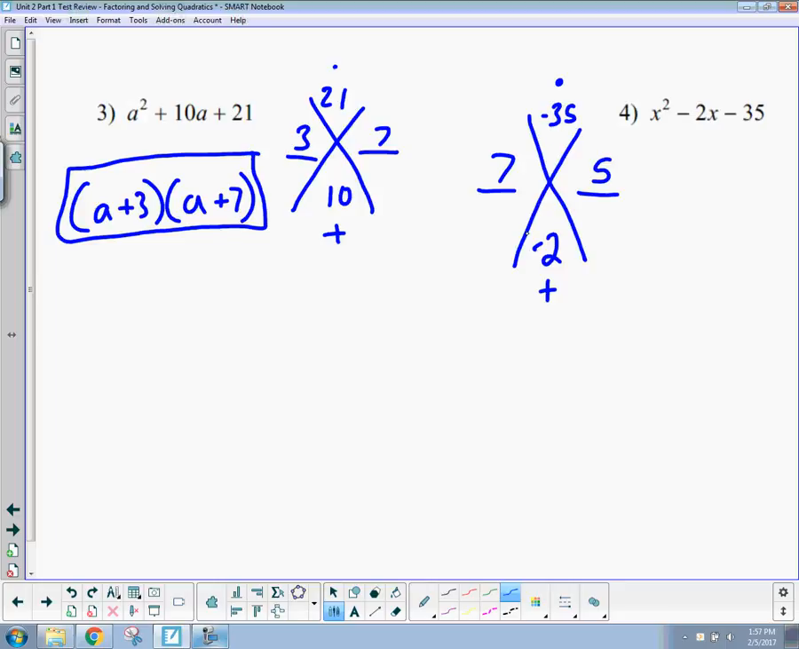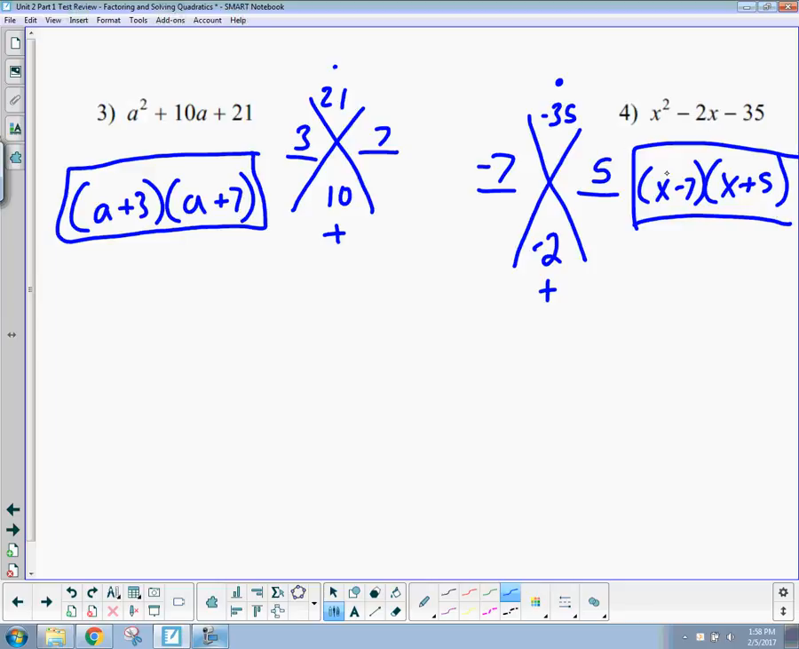Only trouble is we have a negative here. So we probably need the negative on the 7. That way when we add 5, it's still negative 2. When we multiply, we get the negative 35. So again, x, tag that, I was going to put minus 7 right there. X minus 7, and then x plus 5. And again, we're just factoring, so you'll stop here.